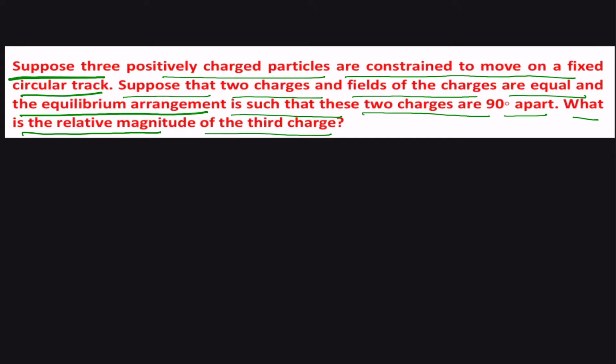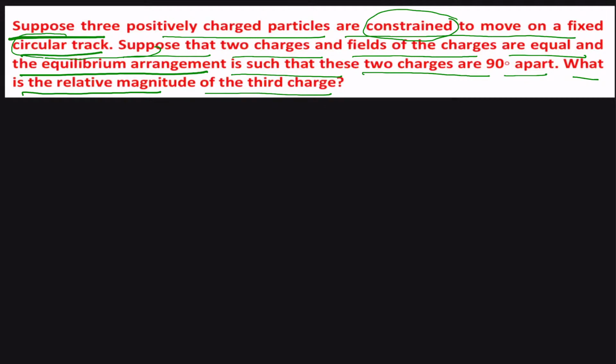So in this case, you have to remember there are 3 charges and they are moving in a circular track, but it is a constrained motion. And so we can just draw the approximate figure.